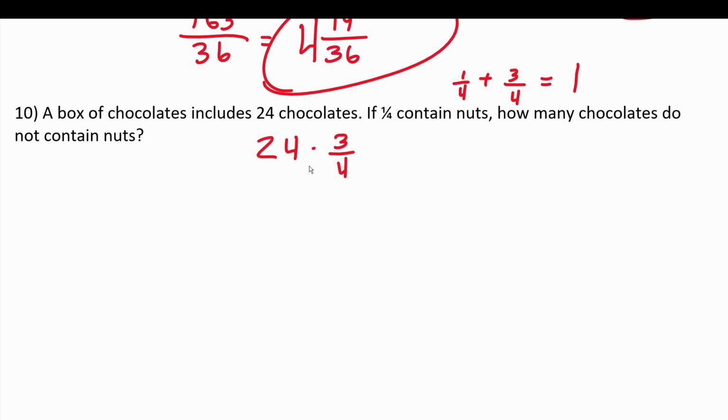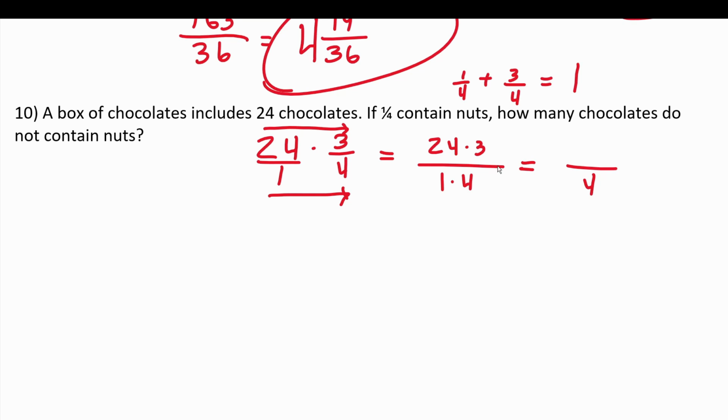And to multiply a whole number by a fraction, you want to rewrite that whole number as a fraction by placing it over 1. And then you just multiply straight across. This becomes 24 times 3 over 1 times 4. 1 times 4 is just 4. 24 times 3, I'll work off to the side here. 4 times 3 is 12, carry a 1. 2 times 3 is 6, plus 1 is 7. So this is 72 over 4. And let's go ahead and see if that long division works out evenly.